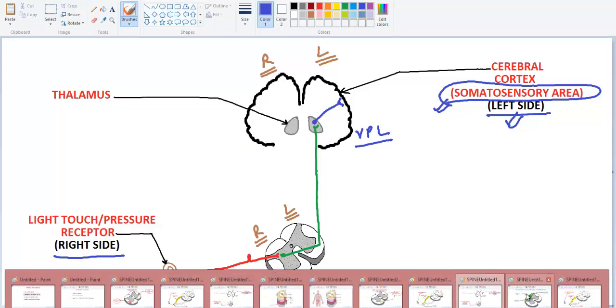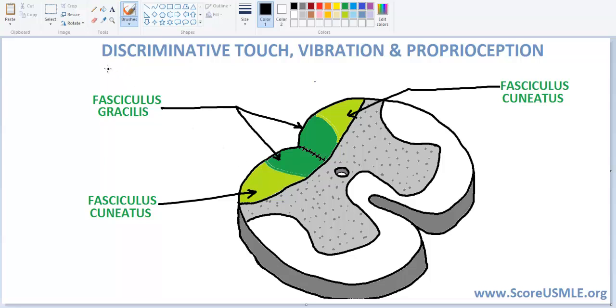Moving on to the next sensation, which is discriminative touch, vibration, and proprioception. Now discriminative touch is the sensory modality which helps us to sense and localize the point of touch. We're all aware of vibration, but what about proprioception? Proprioception is the conscious knowledge of the joint and muscle position sensing.